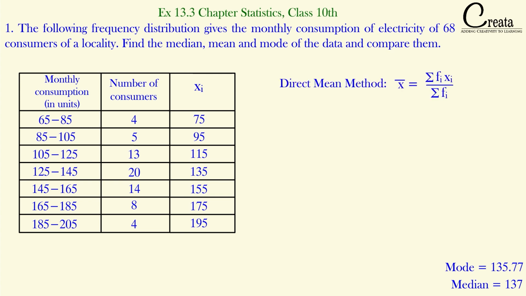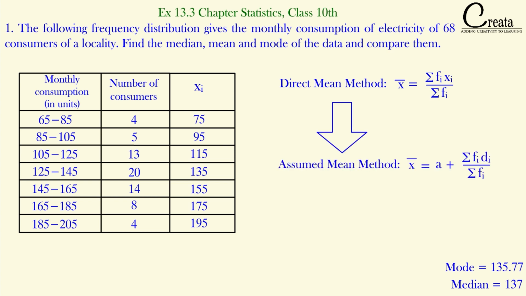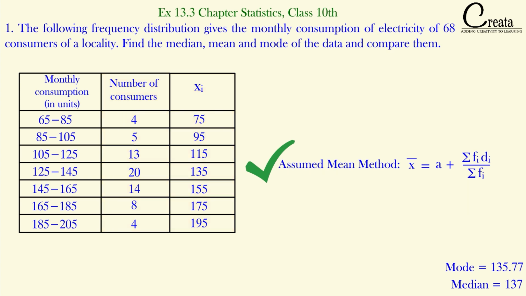Now we are open to use the direct method. This is a formula, or we can go to the next method, that is the assumed mean method, and this is the formula. And how do we decide which method we will use? It will be based on the simplicity of the calculation. Here, if we use the direct method, we have to multiply fi with xi, and the calculation will become tough. So we will go to the assumed mean method.